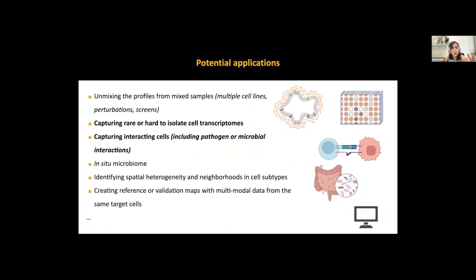So there are a lot of potential applications. We've already shown you can unmix profiles from mixed samples like multiple cell lines, perturbation, or screens. We have shown the capturing of rare or hard to isolate cell transcriptomes, and I think that this would be quite valuable for certain follow-up assays. One could capture interacting cells, and this is something we are actively working on. And this could also go into the in situ microbiome, because we have the full sequencing capacity. We can find the locations of microbes and get their sequences. And in general, identifying spatial heterogeneity and neighborhoods in cell subtypes, and even creating reference or validation maps for multimodal data.